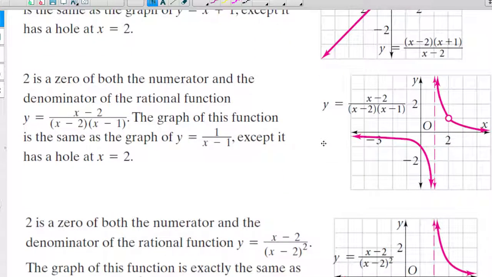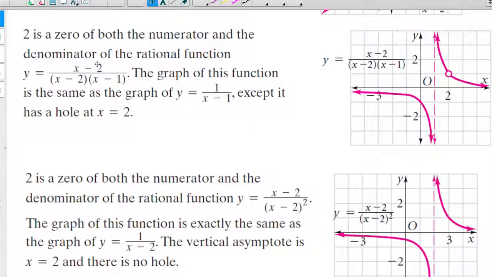All right, well, we have a possibility of having a hole and a vertical asymptote. And so this x minus 2 would create a hole at x is 2.